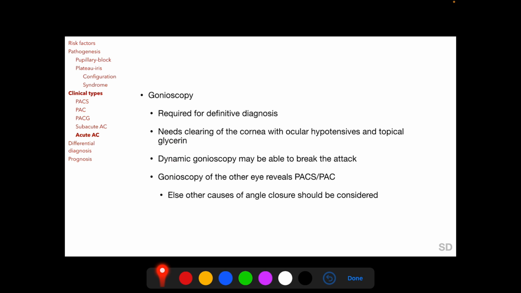Performing dynamic gonioscopy may be able to break the attack of angle closure, as we will be discussing further, and gonioscopy of the other eye is very important and reveals some degree of angle closure in the other eye. If the contralateral eye has open angles, other causes of angle closure should be considered for the eye having an attack of acute angle closure.